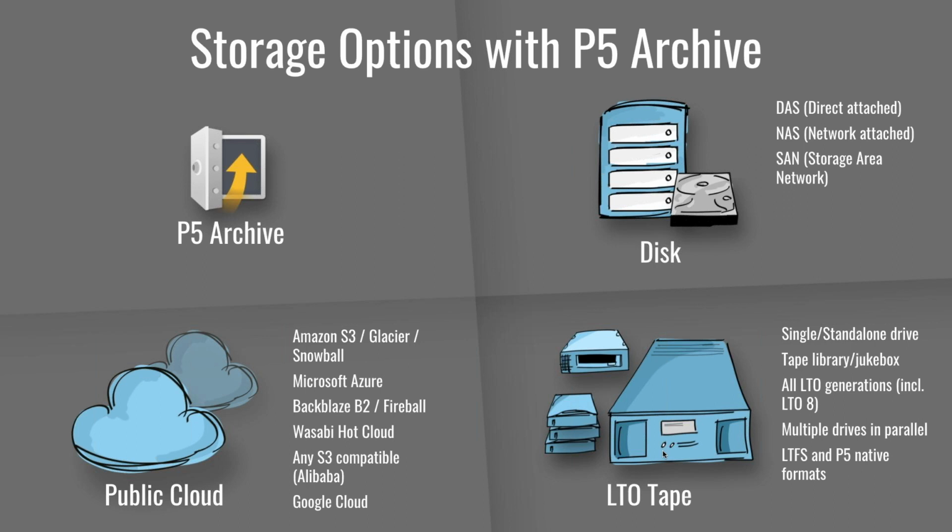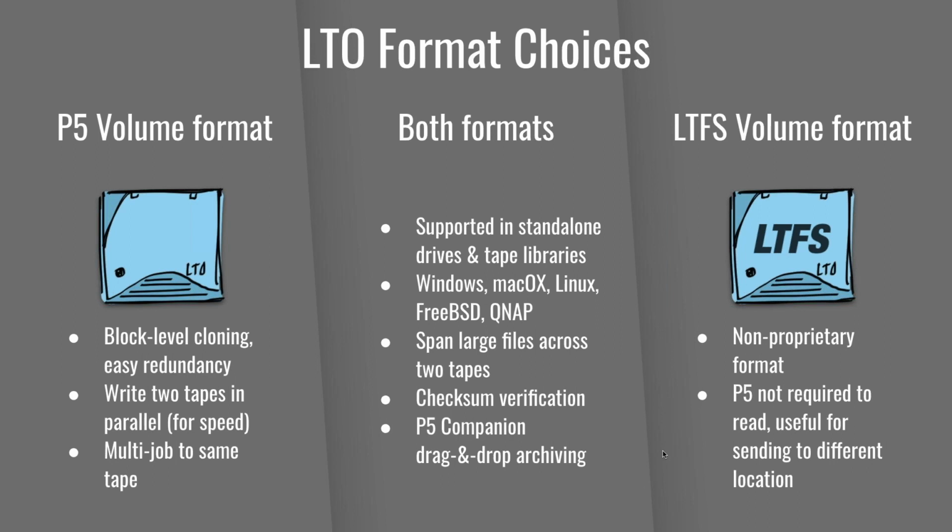Okay, so moving to the next one. One of the things that has come into being recently with P5 is the ability to support LTFS volumes in addition to our traditional P5 volume format. If you were writing backup or archive tapes with P5 up to version 6, which came out about a year ago, you would be writing the P5 volume format, which is a proprietary tape format that requires Archiware software to read the tape.